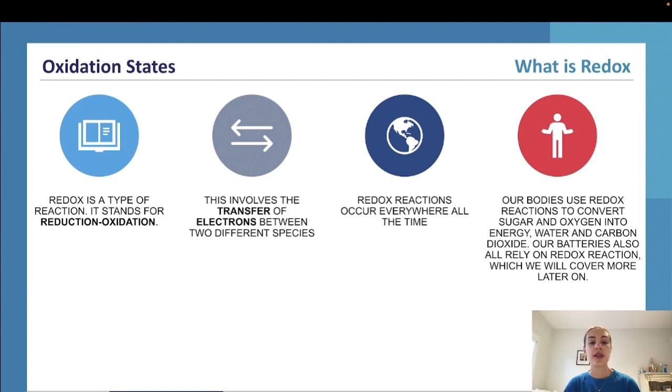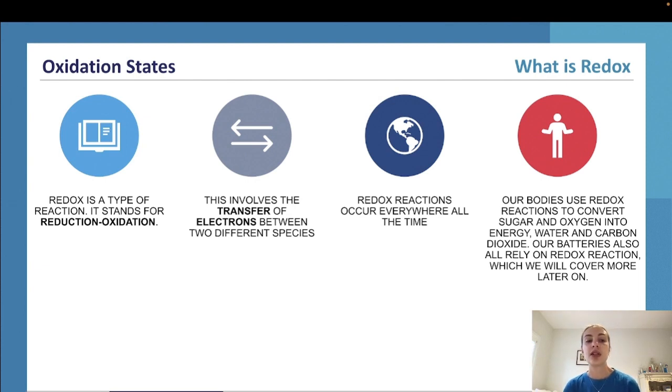So we'll start off with oxidation states, and we'll look into redox reactions. This is just a bit of an overview of what redox reactions are. Essentially, redox is a type of reaction. You've got your addition reactions, your decomposition reactions, your combustion reactions, your single displacement, double displacement. You've got all those types of reactions. Redox is just another one of those types of reactions.